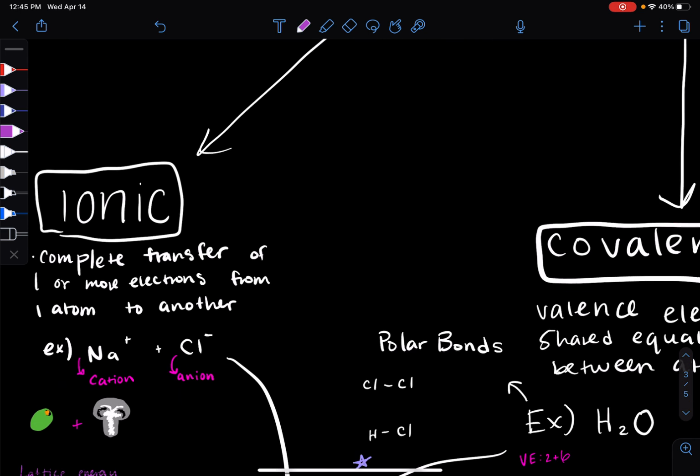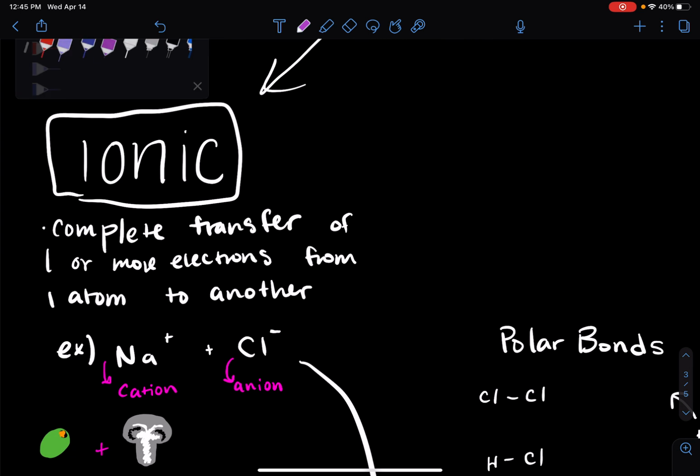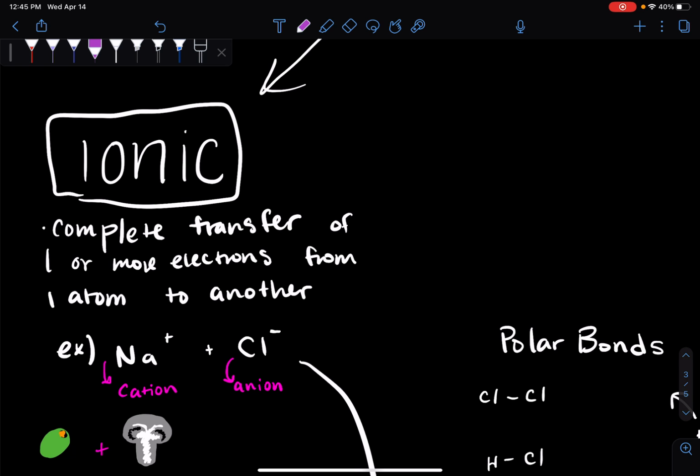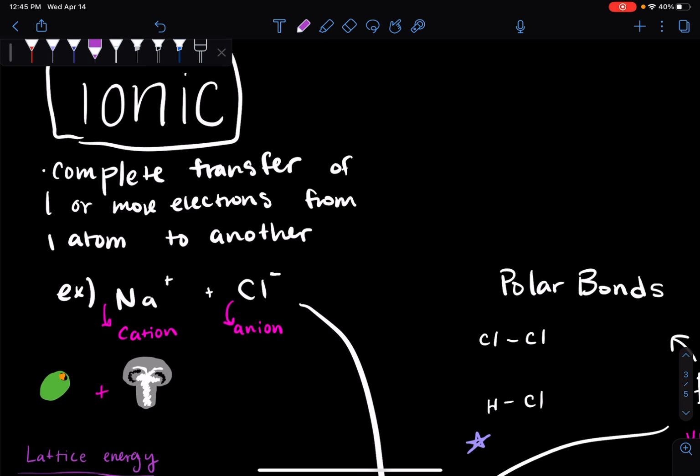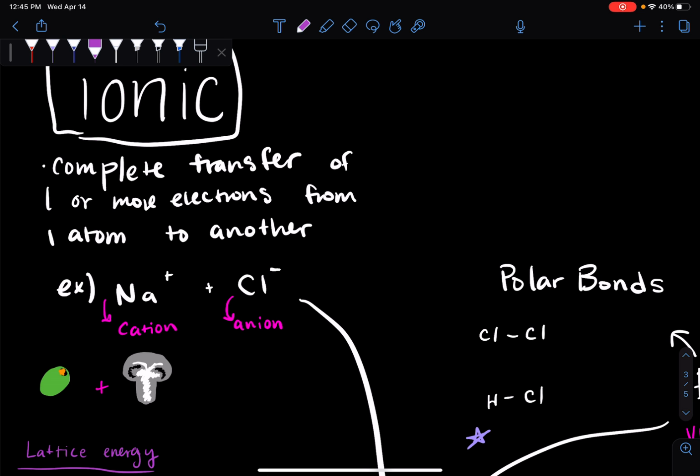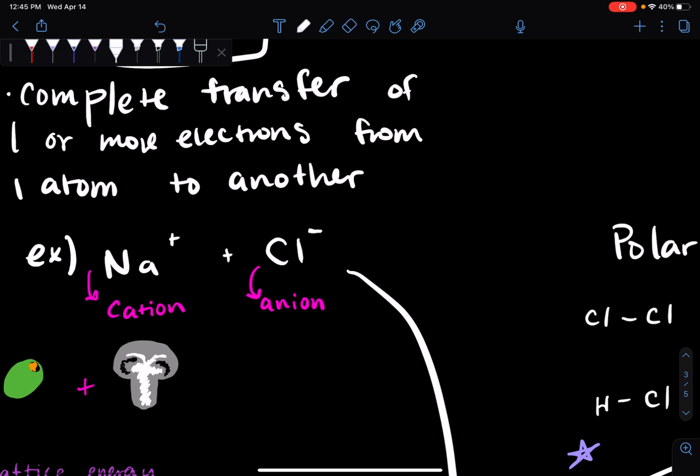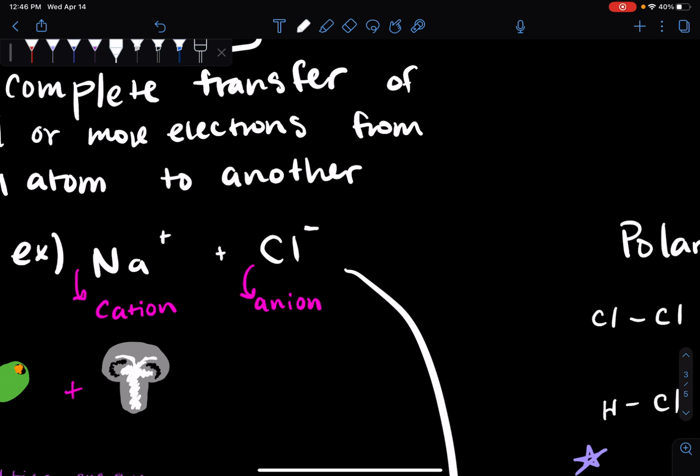The first type of bond we are going to have is ionic. Ionic bonding is a complete transfer of one or more electrons from one atom to another. So let's conceptualize this. Here, let's say we have a sodium ion and a chlorine anion. So here's going to be sodium, and here's going to be chlorine.